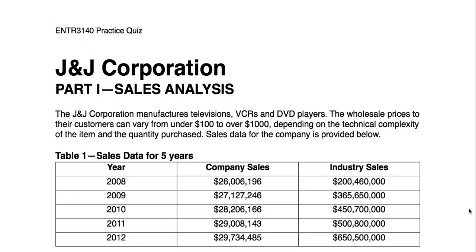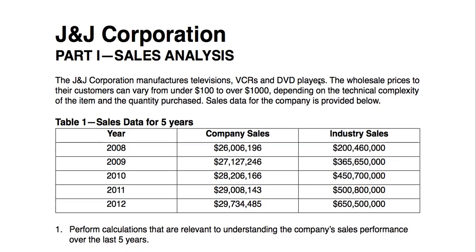This tutorial looks at some basic sales analysis. The assignment that we're going to look at uses a fictional corporation, J&J Corporation, and we're going to try to evaluate how that company's been performing over a 5-year period. The information given to you in this scenario is provided in a table, which gives sales data for the company for 5 years and industry sales for that same period. And we're going to compare the company's performance to industry performance.